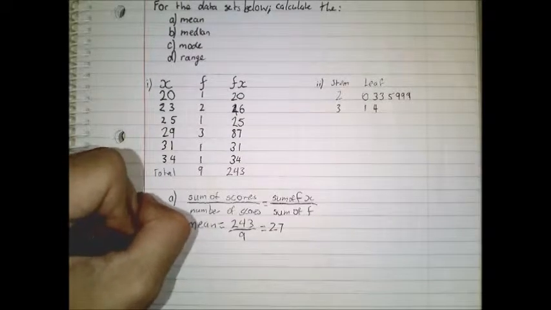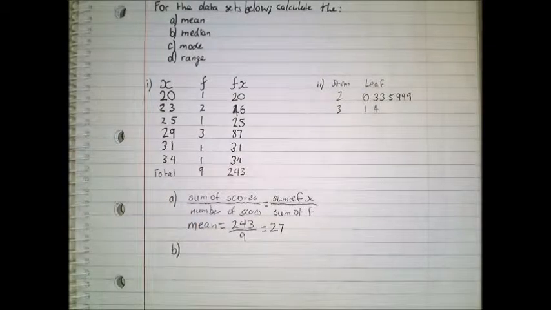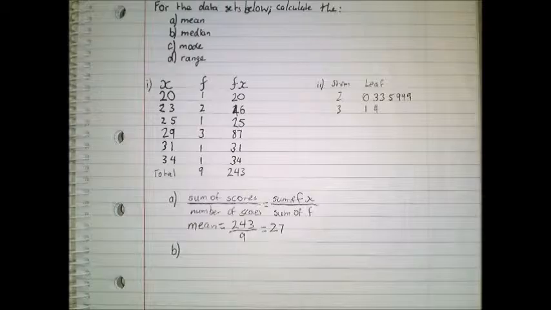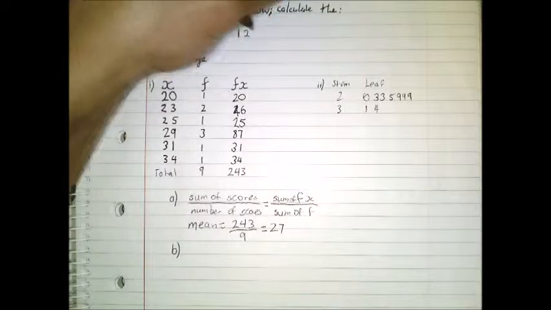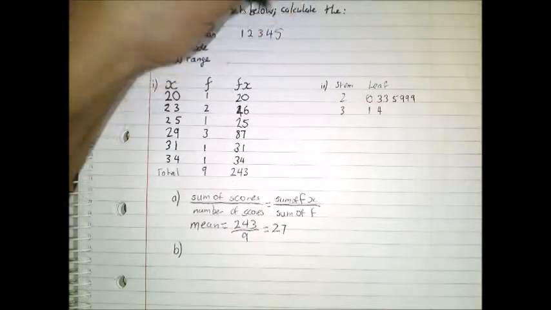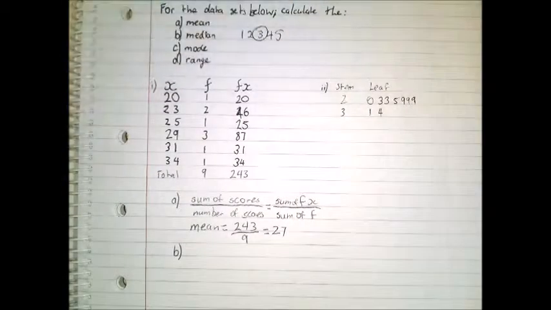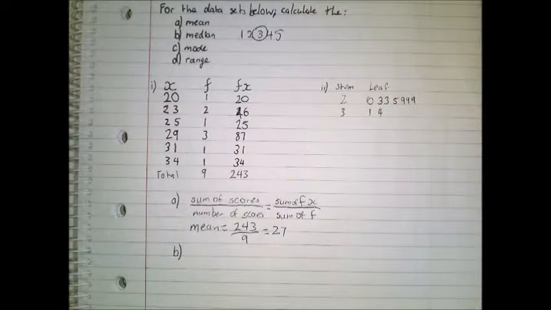For median, median is the central value in our set of data. It is the very middle value. If we were to write all of our numbers out in order, it would be the number or value that sits in the middle. For example, I could write out a set of data from 1 to 5. The median in this case would be 3 because it sits directly in the middle.